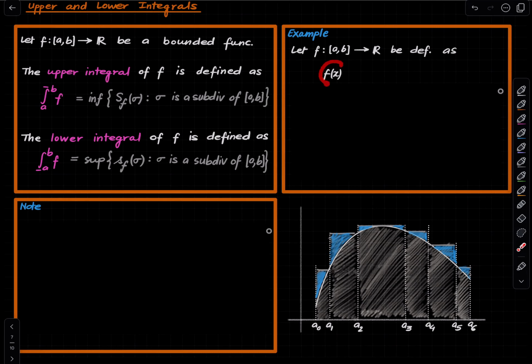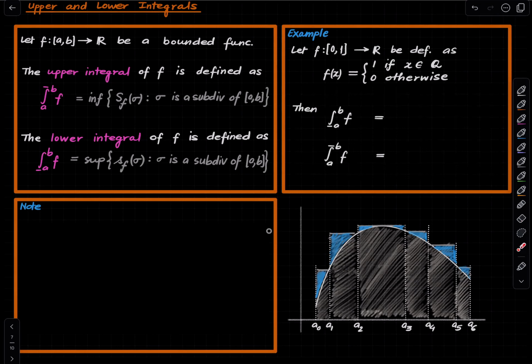So we are going to see an example now. Define a function as follows. Maybe just for simplicity, I'll take the interval [0, 1]. f(x) takes the value 1 if x is rational, 0 otherwise. Wonderful. Then what is the upper integral and what is the lower integral? So whatever subdivision you make and whatever part of the subdivision you take, what is the value of this?